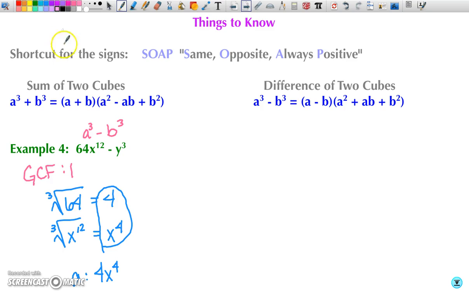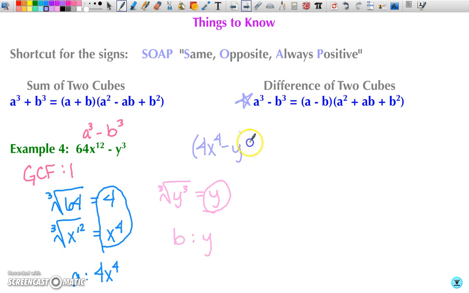Your second part is to deal with your y cubed here, so it's just the cube root of y cubed, which is y, and so that is going to make up your b term. So fill in your template. We're dealing with this one over here. A minus b first. So we said a is 4x to the 4th minus b, which is y.